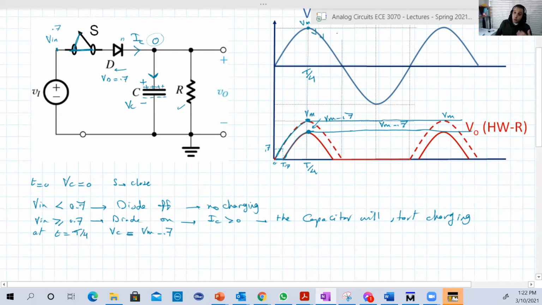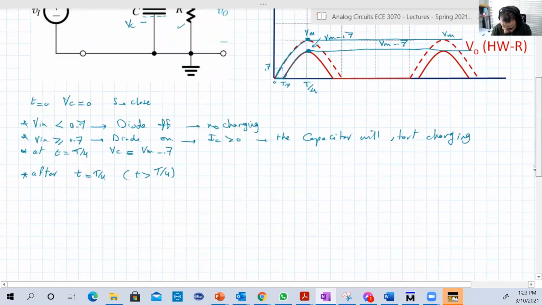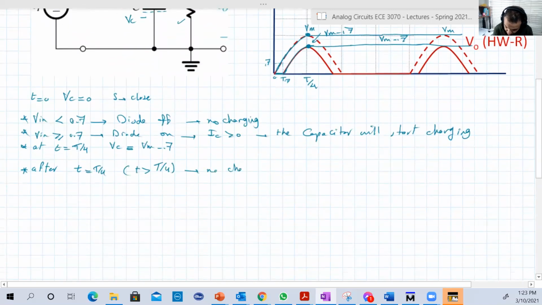We proved last time that the diode will be off, so the capacitor will not charge again. So after t equal to T over 4, or at t greater than T over 4, there is no charging, because the diode is off.